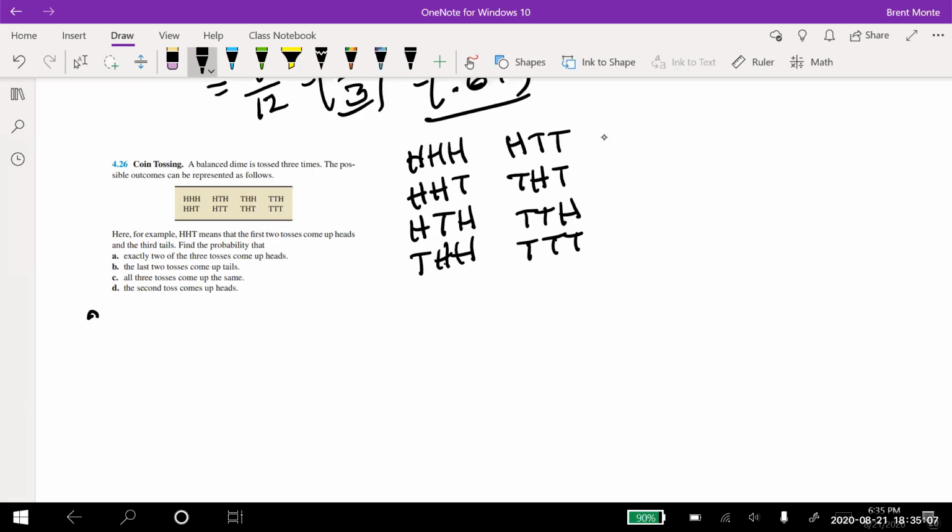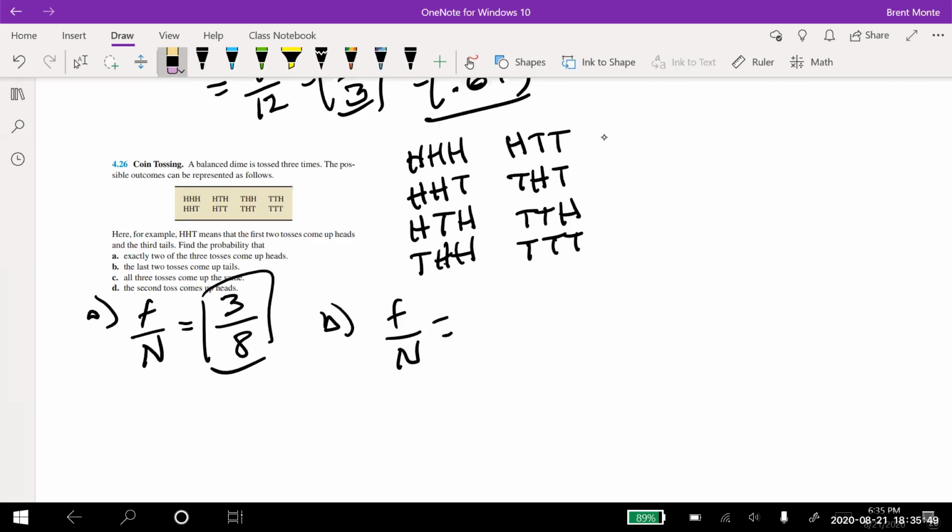A says exactly 2 of the 3 tosses come up heads. Well, let's mark that in blue. Exactly 2 of the 3. First of all, it's F over N, same formula. Now we'll go mark those in blue. Let's see, exactly 2 of the 3 tosses are heads. Well, 2 heads, 2 heads, 2 heads, those are the ones that have exactly 2 of the 3 tosses heads. So we just write that. There's 8 possible, we can count them, and 3 of those 8 have 2 heads in them. So that's our answer. For B, we go F over N again.